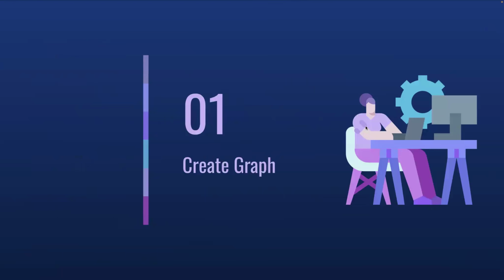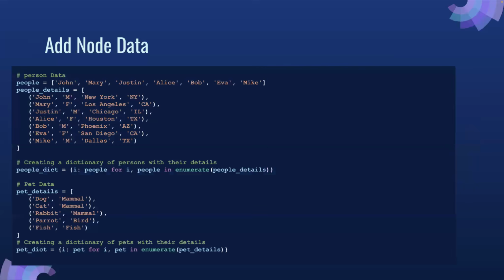So let's get started. So first and foremost, we need to create a graph. Graphs are the knowledge base. In PyReason, you can create a graph manually through NetworkX. You can also load in a graph using GraphML file, but today we're going to create a graph manually so we can see a little bit more how everything's working. So first, I'm going to add my people. I have John, Mary, Justin, Alice, Bob, Eva, Mike. The names are not important, but I have my people details.